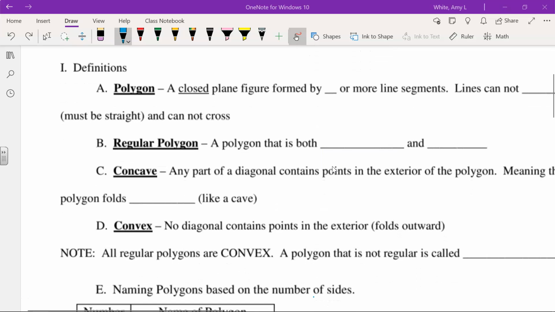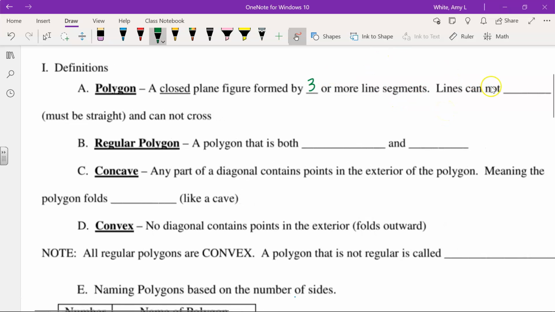A polygon is a closed figure formed by 3 or more line segments. The reason it's 3 is if you only have 1 or 2, you're not going to get a closed figure. The lines cannot curve and they cannot cross. You cannot have curved lines in a polygon, and they cannot cross over each other in the types of polygons that we're doing. If you look up some definitions, they will include ones that cross, but the rules that we learn do not apply to those types of figures, so we tend to exclude them from our definition.